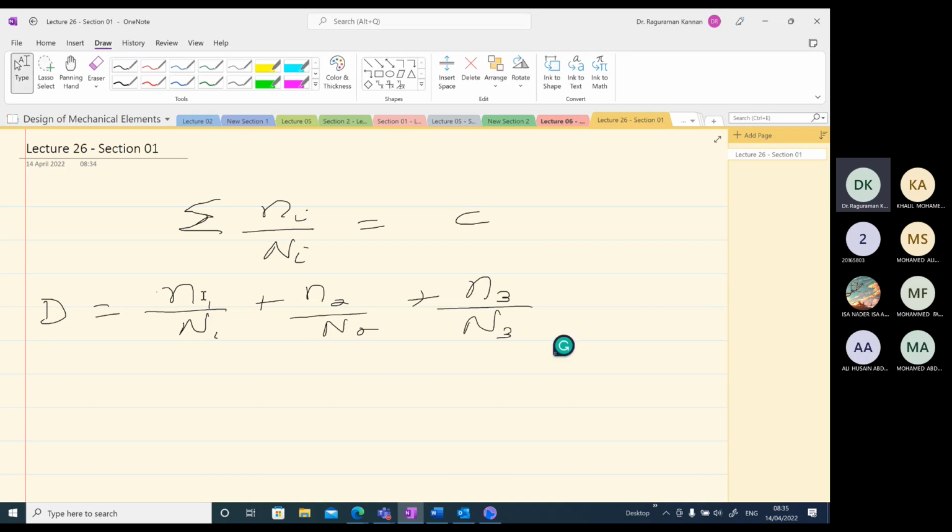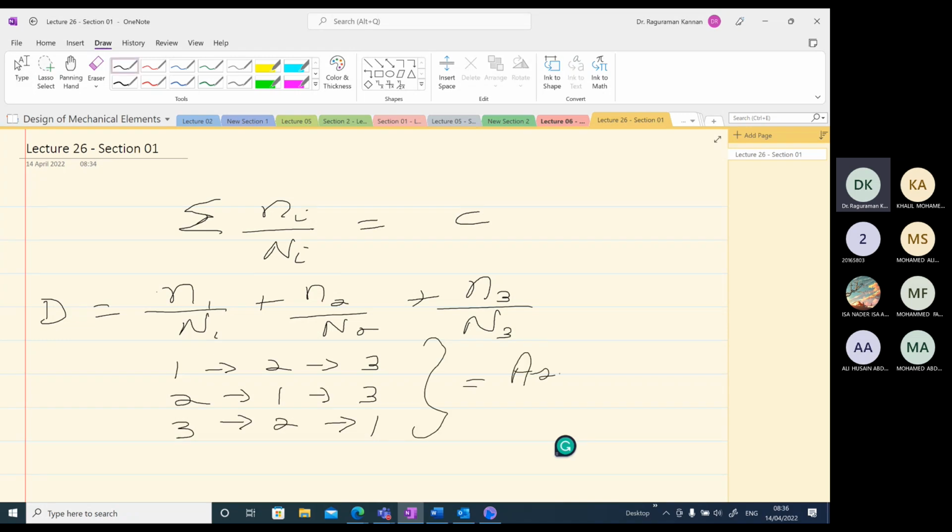It doesn't matter in what order I am applying this load. I could apply load 1, then 2, then 3, or 2, 1, 3, or 3, 2, 1, or whatever order, whatever combination I apply, my damage is still going to be the same. So there is an assumption here, and this assumption is linearity.